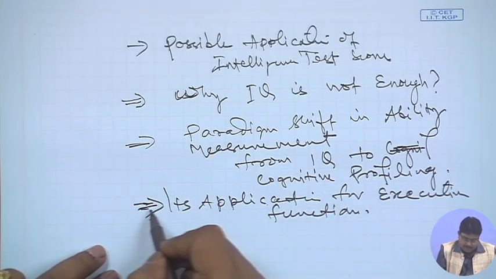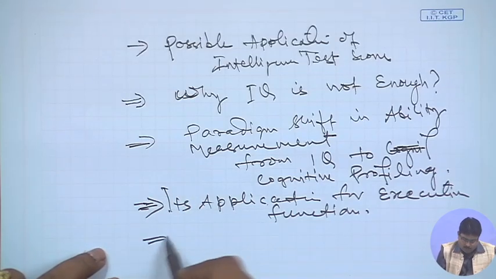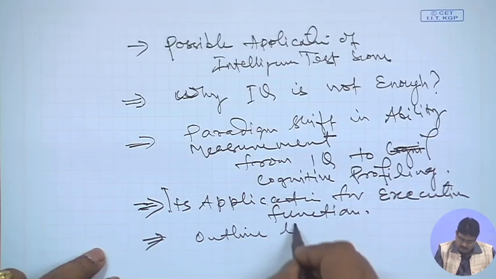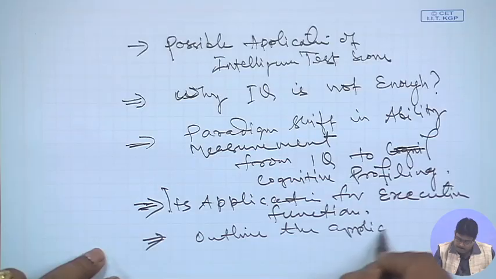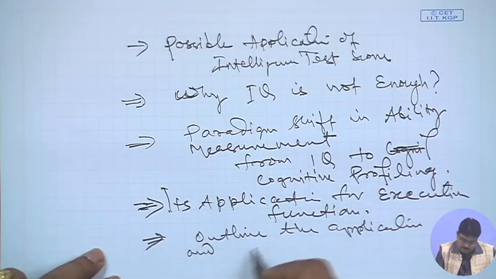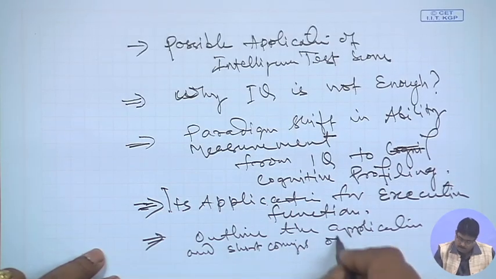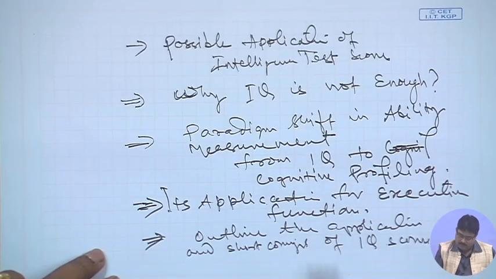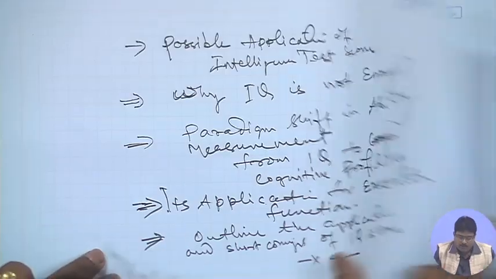And we also outlined the applications and shortcomings of IQ score. Hopefully, these discussions will help us in understanding in a better way or exploring new dimensions of human abilities, what we call emotional intelligence, in our next discussion.